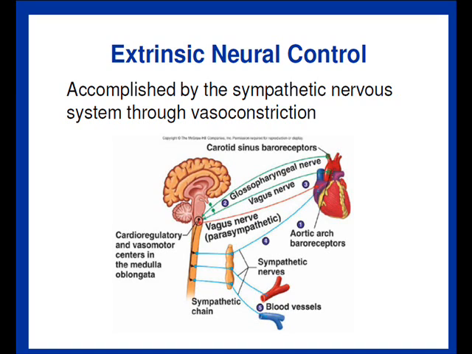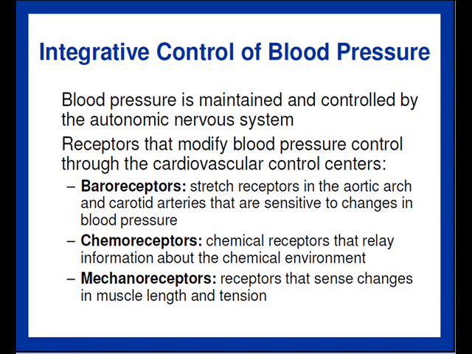Okay? So 3 ways that blood flow can be controlled down at the tissue level. Extrinsic control, well, I've already mentioned that, the sympathetic nervous system to the blood vessels, not parasympathetic.